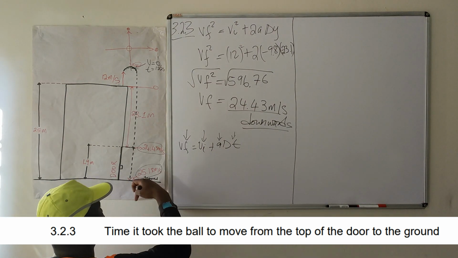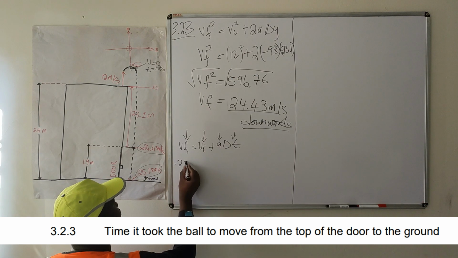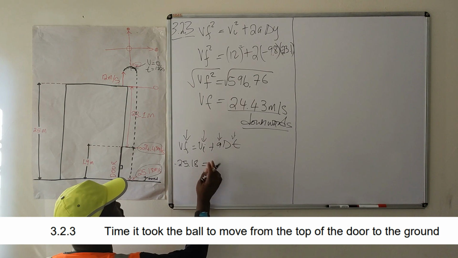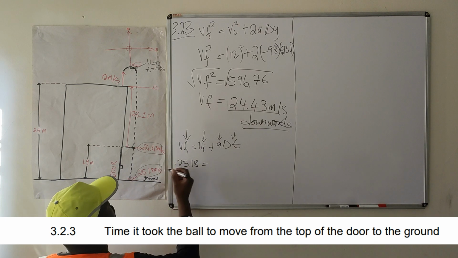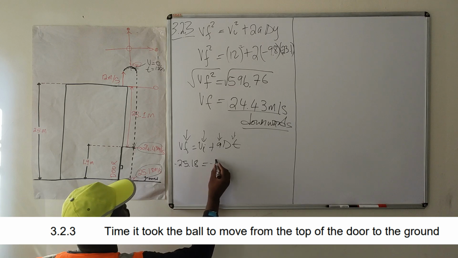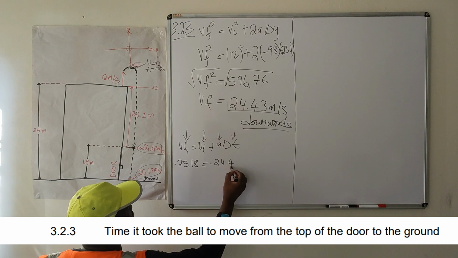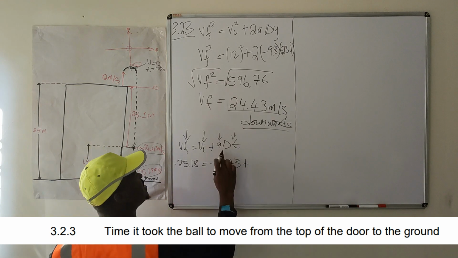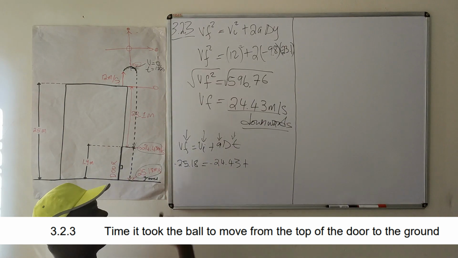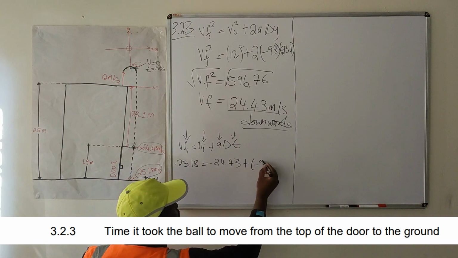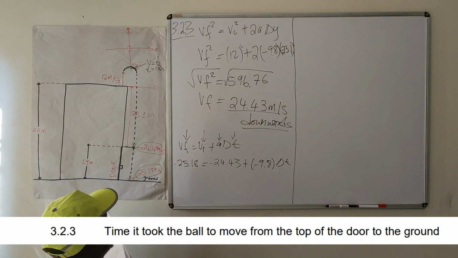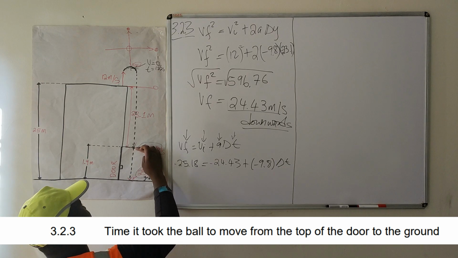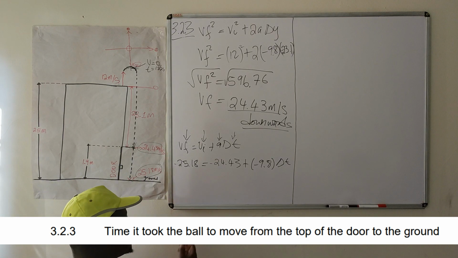So your final velocity is going downwards, so it should be negative 25.18, is equal to initial velocity, which is also downwards as well, right? So it's negative 24.43 plus a. Your a is your gravitational acceleration, which is a downwards vector as well, negative 9.8 delta t. Then you solve for your time, and that time will be the time from the top of the door to the ground. Then you punch that in a calculator.